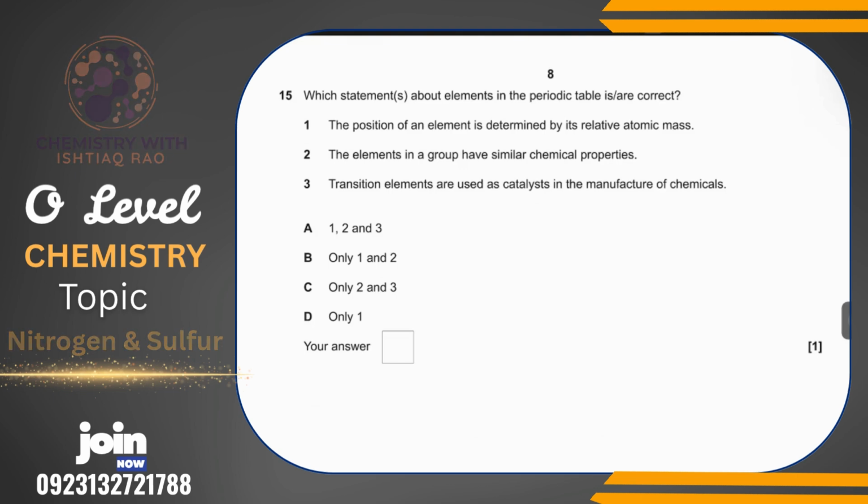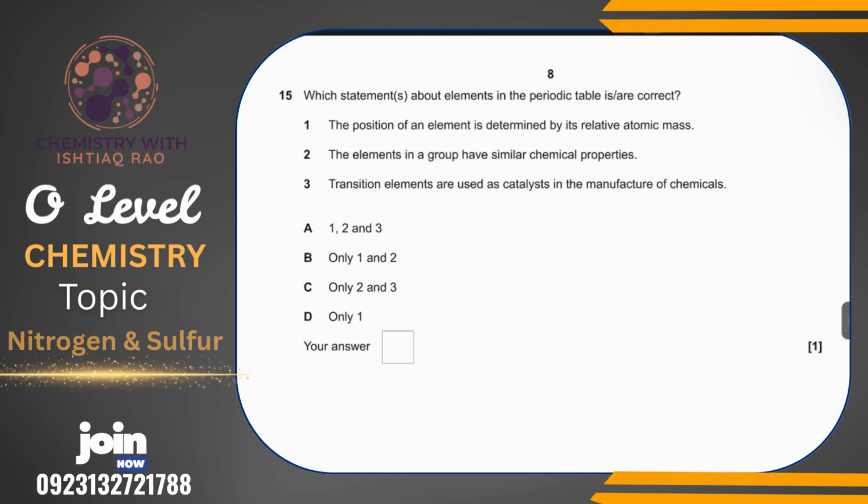Elements in the same group have the same chemical properties. Why? Chemical property is related to the number of outer electrons. If the outer electrons are the same, the chemical property is the same. If the outer electrons are different, the chemical property is different.